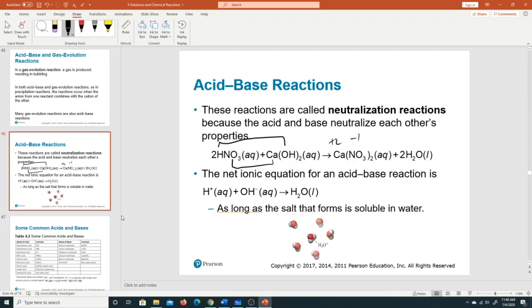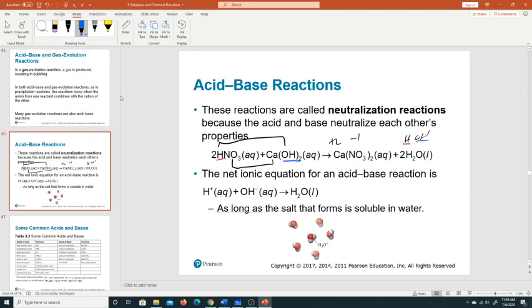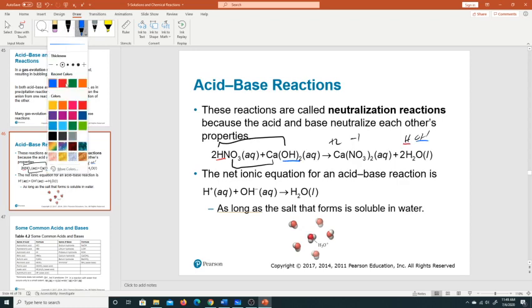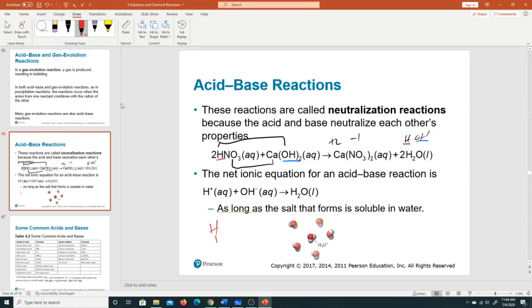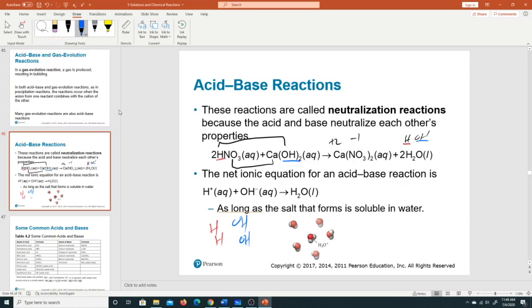H goes with OH to make water. So remember, H2O is just HOH. Hope you see that. H on the acid, H on the acid, and OH on the base. We have 2 H's, so it's H and H after you balance the equation. I have 2 OH's. Therefore, I can make 2 water molecules. HOH, HOH, 2 H2O, or 2 HOH.